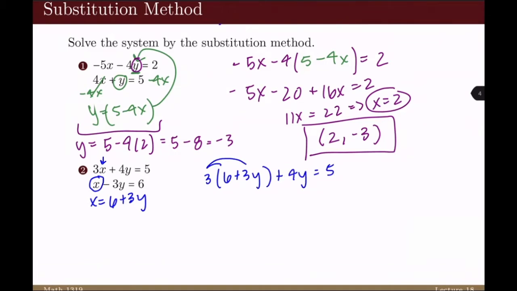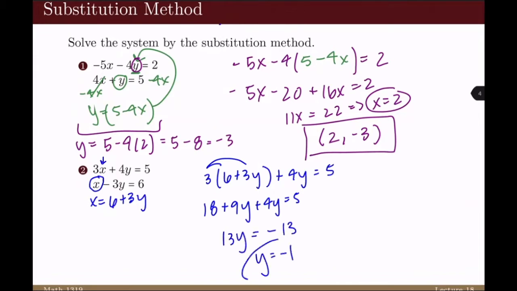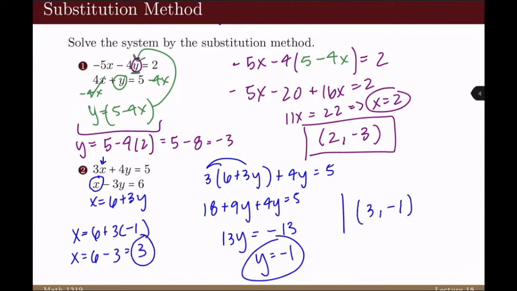I'll distribute this 3 to get 18 plus 9y plus 4y equals 5, which means that 13y is equal to -13, so y is -1. And then I plug that into this formula for x over here, so I'd have x equals 6 plus 3 times -1, which is x equals 6 minus 3, which is 3. So that means my solution is going to be the point (3, -1).